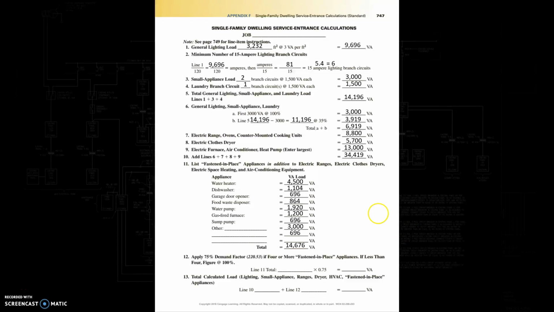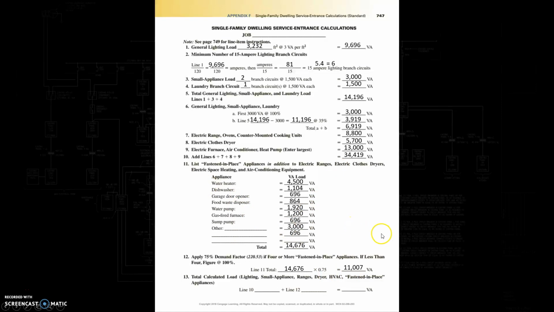14,676. Okay. And then they tell us here on step 12, we can apply a 75% demand factor if we have more than 4 items listed here, and we do. So we'll take our 14,676 times 75%, which gives us 11,007 volt amps.